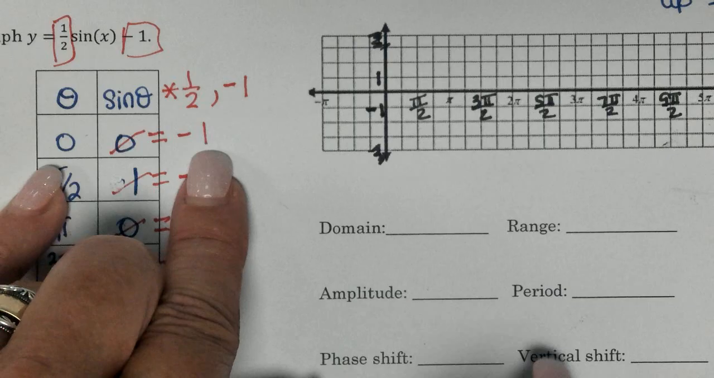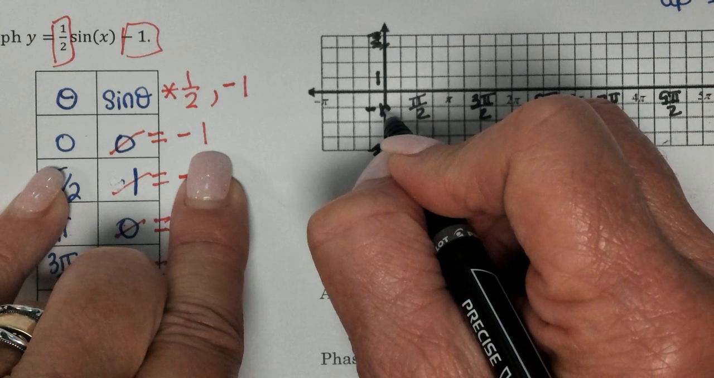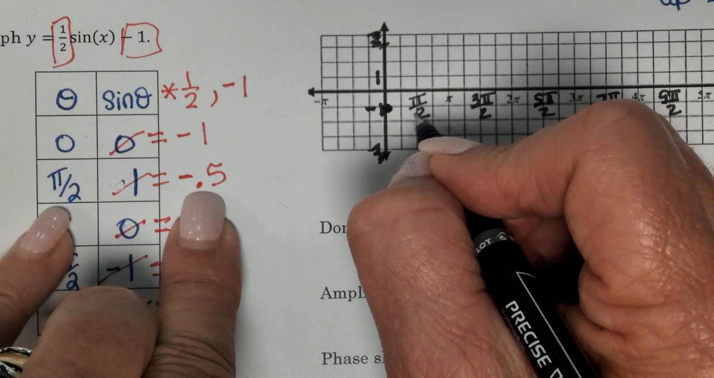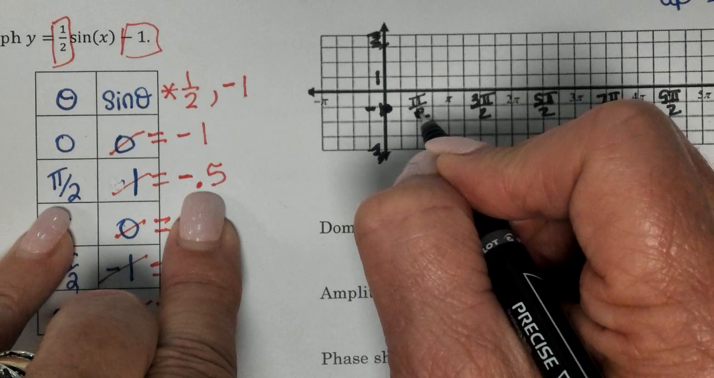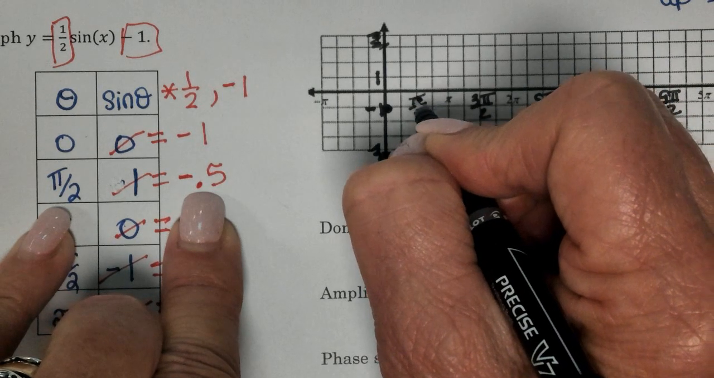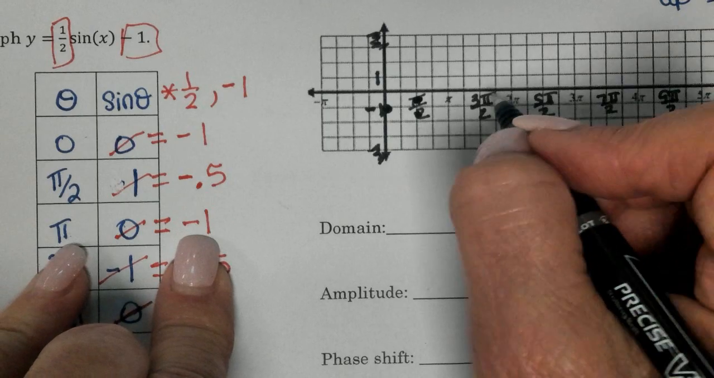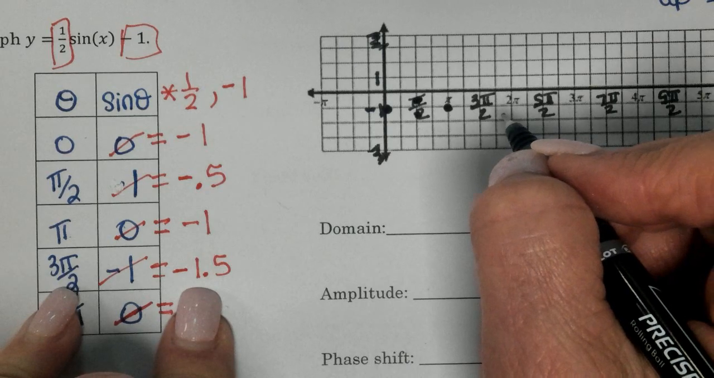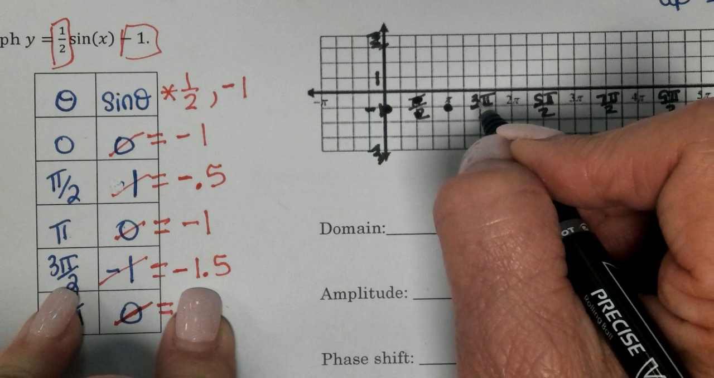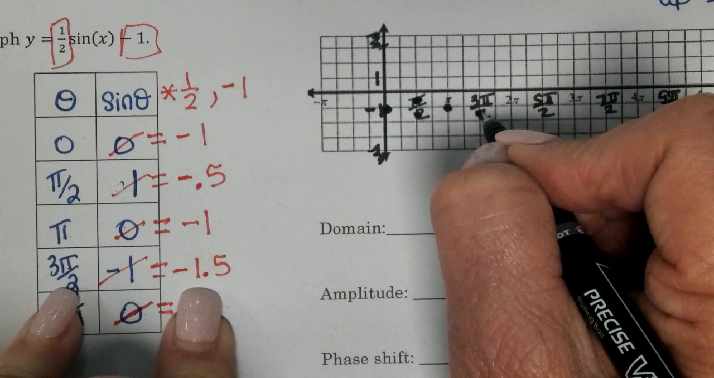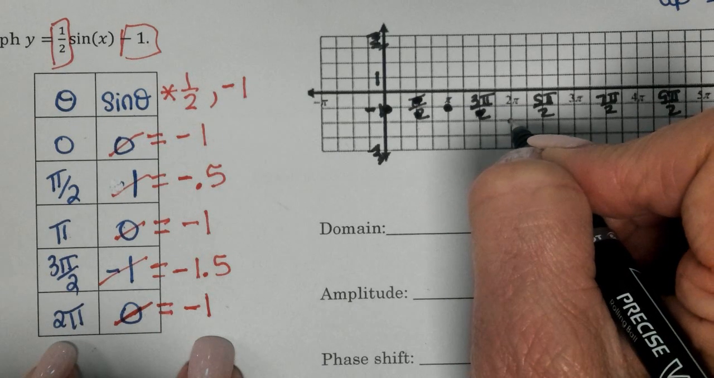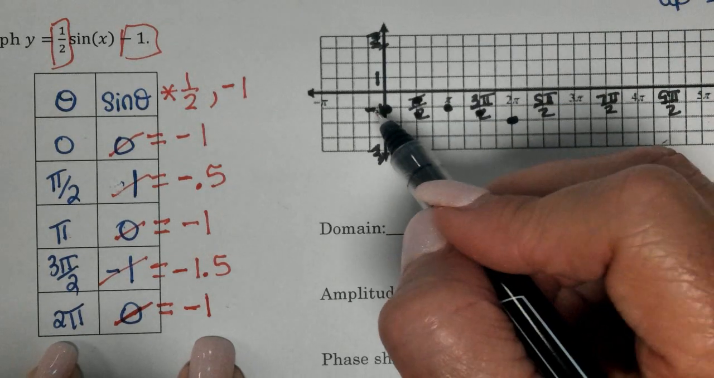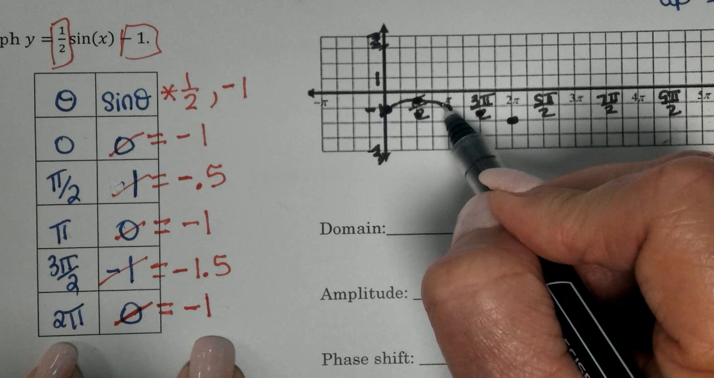We've got 0, -1. So we're right here on the y-axis. Pi over 2, -0.5. Oopsie, I went too far. There we go, -0.5. Pi, -1. 3 pi over 2, -1.5. And then at 2 pi, we're at -1. So my half pies are kind of in the way to see my points, but I'm going to go ahead and trace those.